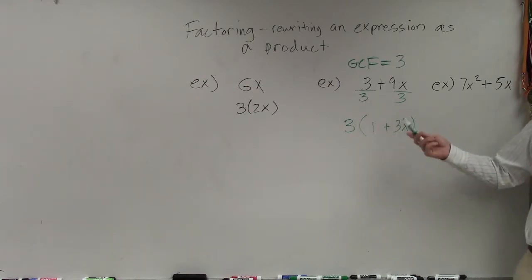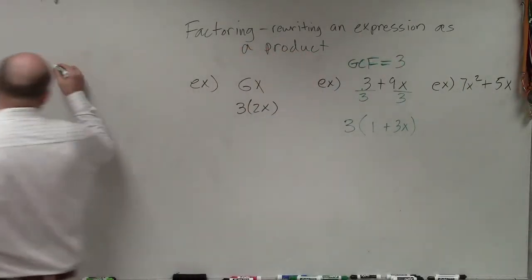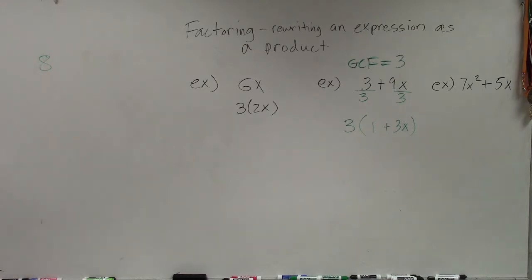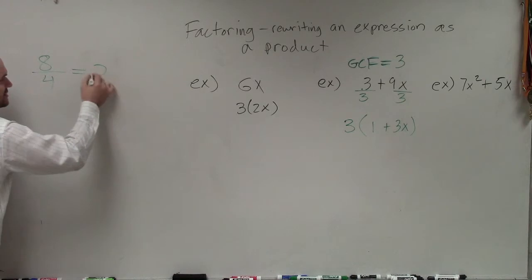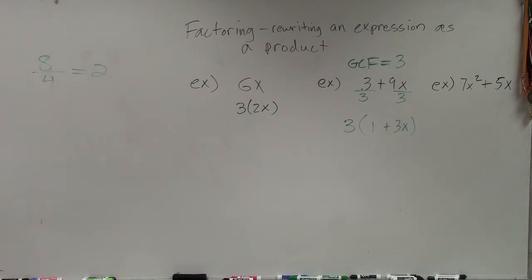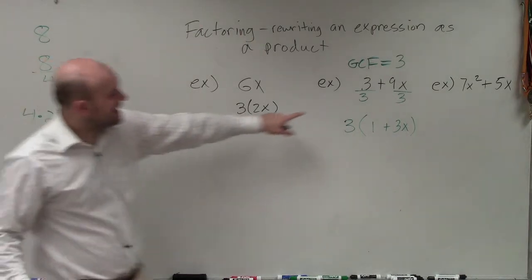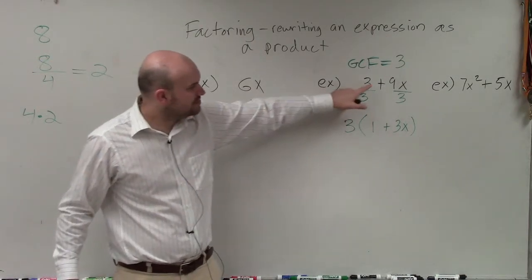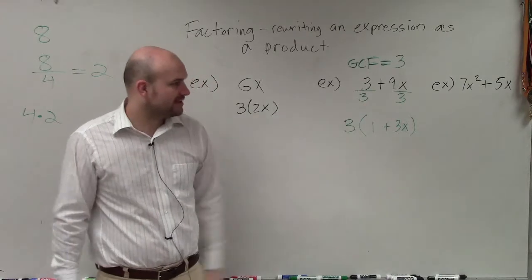If you divide something out, basically what I want you to understand is if you have the number 8, and you divide 8 by 4, your quotient is 2. Correct? So if I was going to rewrite the number 8 as a product, if I was going to factor 8, I would take 4 times 2. So you take whatever you divide by, multiply it by the quotient. So I'm dividing by 3, and the quotient is your answer, which would be 1 plus 3x.